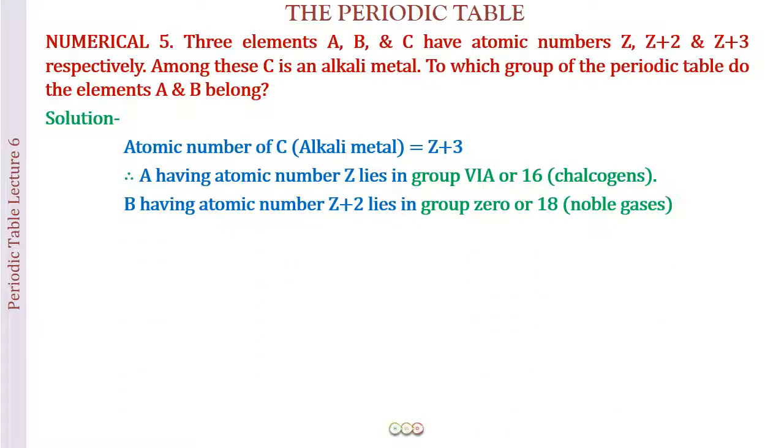Next we are going to have B, and B has atomic number Z plus 2. So either you can add 2 to 16 and make it the 18th group, or you can go back 1 from the alkali metal and again you will end up in the 18th group. So this is going to be group 0 or 18, which is the noble gases. I hope this is clear.